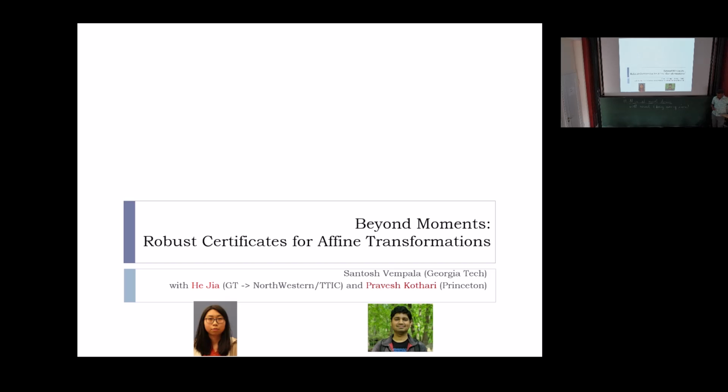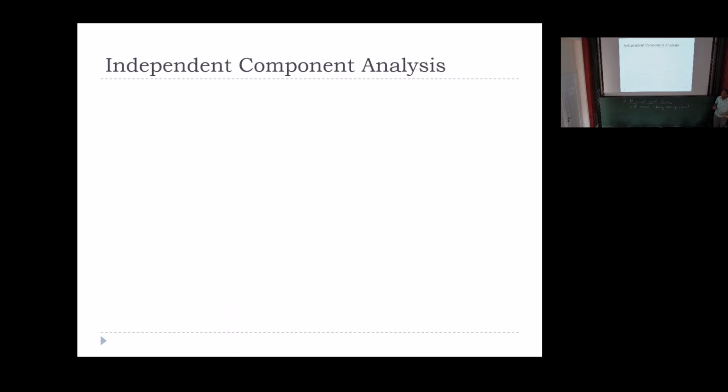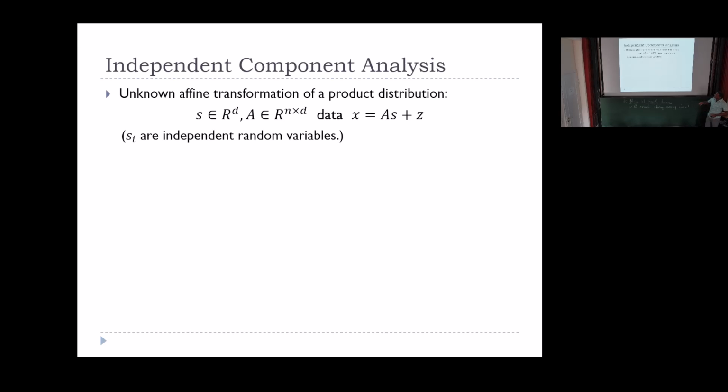Okay, so what is this? Let me quickly introduce the problem. It comes with a fancy name, independent component analysis from statistics. You are given samples, and I have to tell you how the samples are drawn. You start with independent random variables, D of them, and then a joint affine transformation is applied to them, and that's what you observe. So you observe X, which is an affine transformation of a product distribution. The problem is to estimate the transformation from the sample.